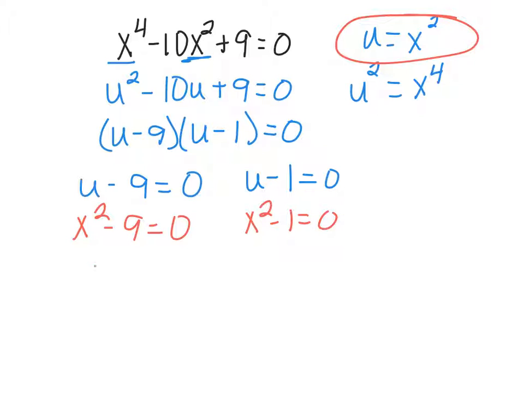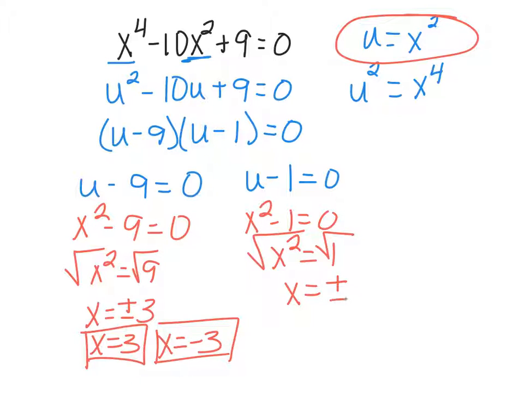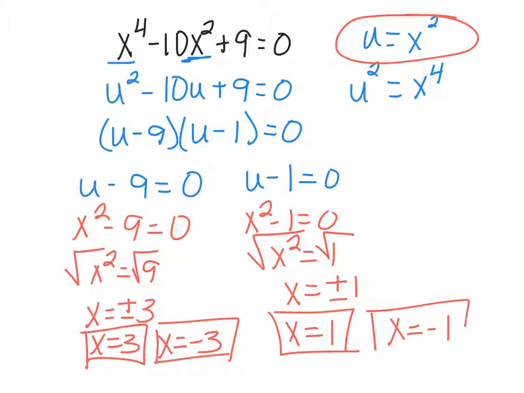Now I just have to solve. I'm going to add 9 to both sides. Take the square root of each side, so x is plus or minus 3. Which means x equals 3 is a solution and x equals negative 3 is a solution. Then I'm going to add 1 to both sides on this next problem. Take the square root of each, so x becomes positive and negative 1, which means x equals 1 is a solution and x equals negative 1 is the second solution. So we have a total of 4 solutions.